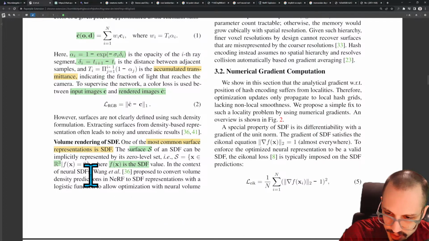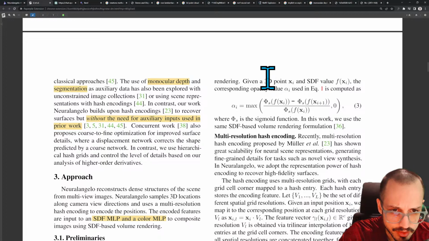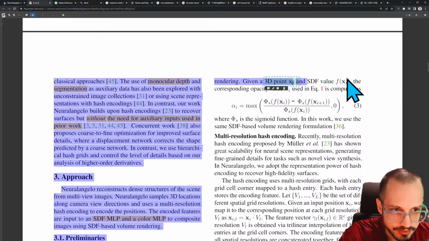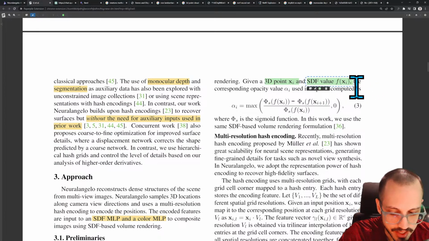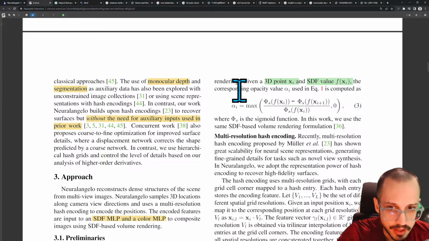In the context of neural SDFs, proposed to convert volume density predictions in NeRF to SDF representations. Yeah, so people have been using SDFs and NeRFs together with a logistic function in order to allow optimization within neural volume rendering. Given a 3D point xi and a SDF value f at xi, right? Your signed distance function can be evaluated at any point in 3D space. The corresponding opacity value alpha i.